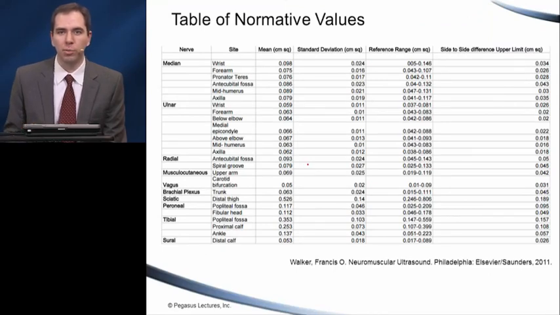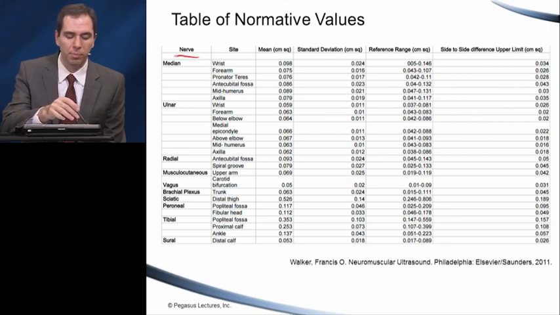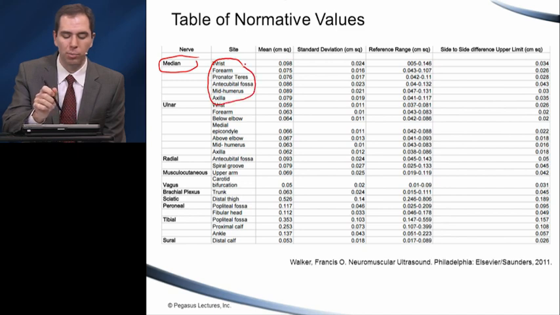So this is the table of normative values. This is going to be available to you to access, to look at individual values and use as a reference separately from this lecture. The table basically has each nerve and then the site along each nerve where normative values have been obtained. For example, we were interested in whether the size of the median nerve in our particular patient is abnormal.